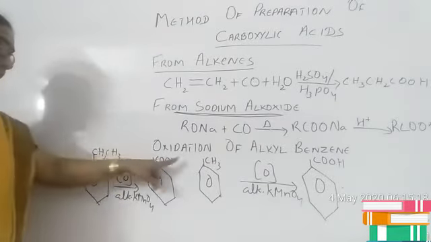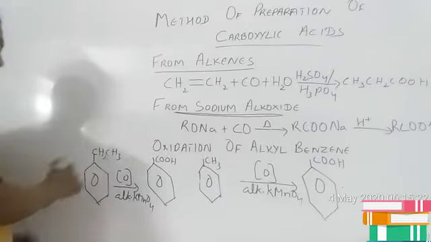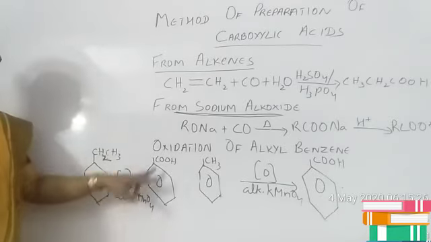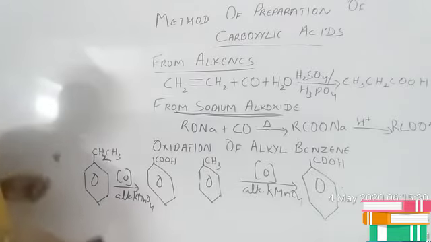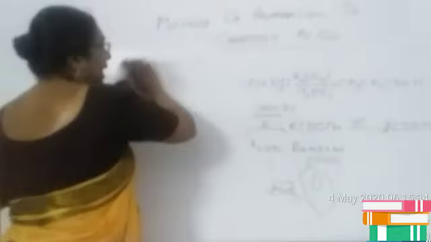Is it clear? Instead of methyl benzene, if we take ethyl benzene, that also on oxidation will give you benzoic acid. Is it clear, children? That is about the methods for the preparation of carboxylic acid.